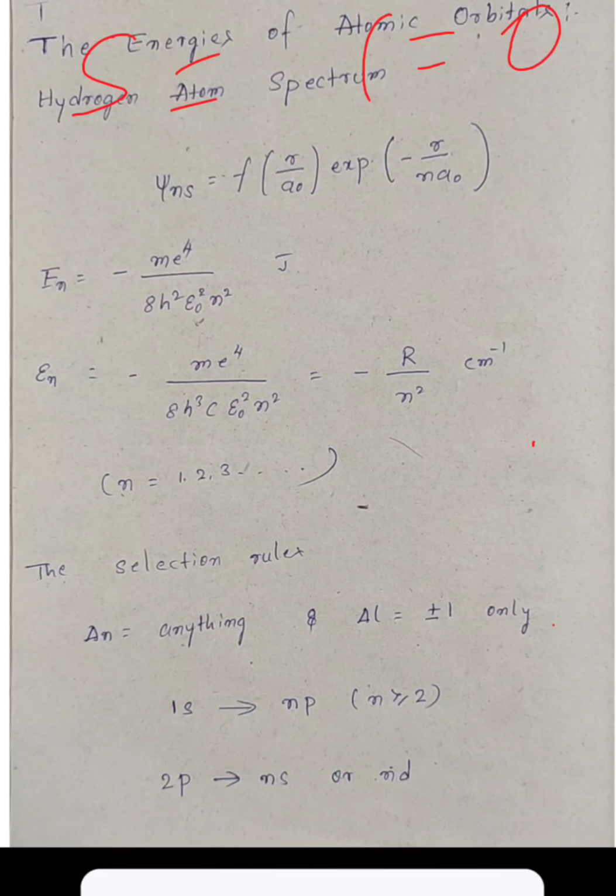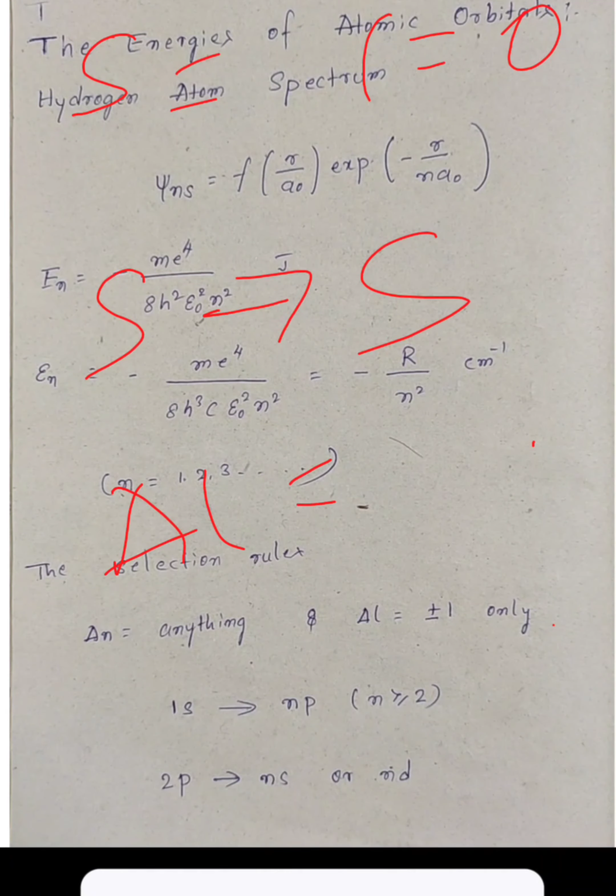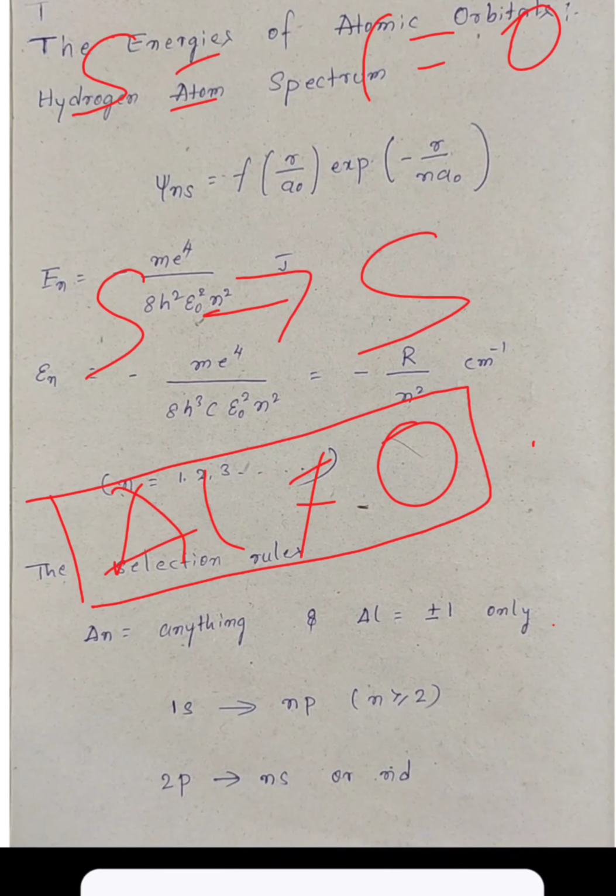So consider a transition of the electron from S shell to P shell. There is no transition between S shell to S shell, because delta L becomes 0, since L is equal to 0 and L is equal to 0. Delta L is equal to 0, it is a forbidden transition, because we already discussed the selection rule, delta L must be plus or minus 1.